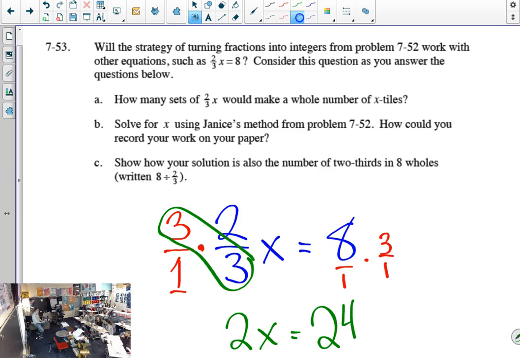Sometimes that makes things really complicated, and you're probably going to make a mistake because it gets really tough. So knowing how to multiply by the reciprocal and make 1 is really important. But if all you want to do is get to whole numbers, all you got to do is multiply by the denominator. Okay? Does that make sense? Are there questions?